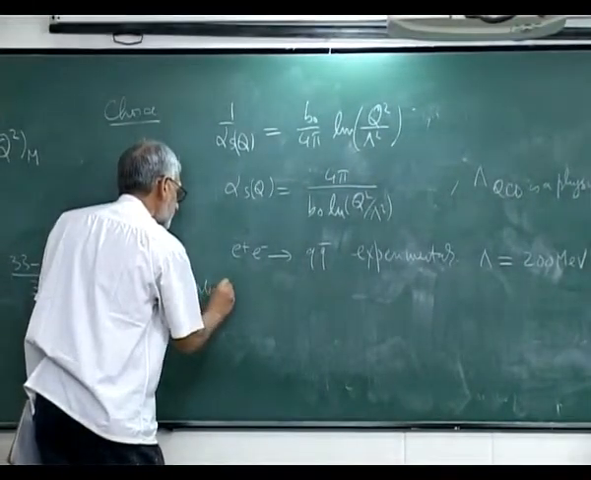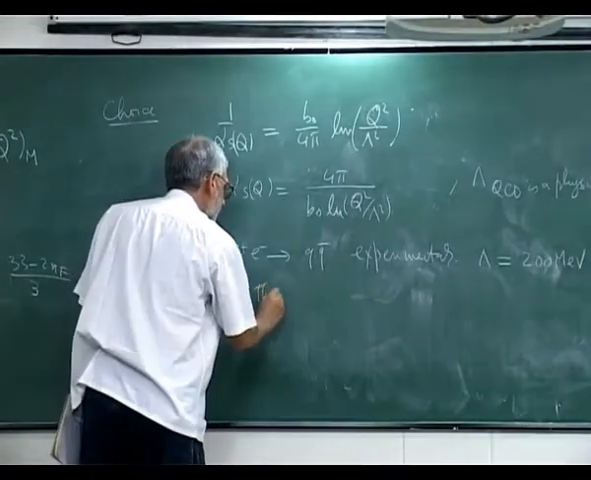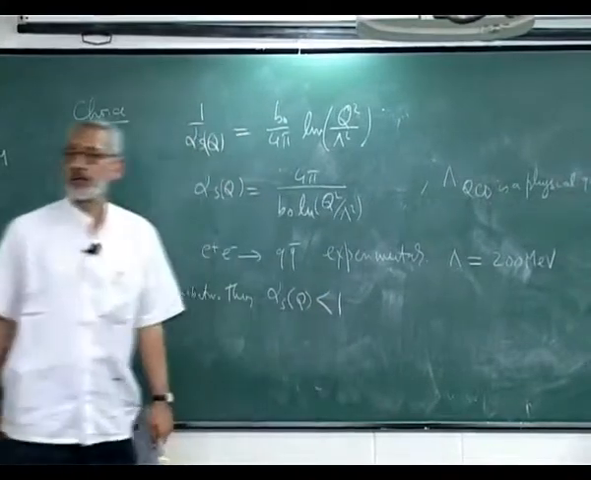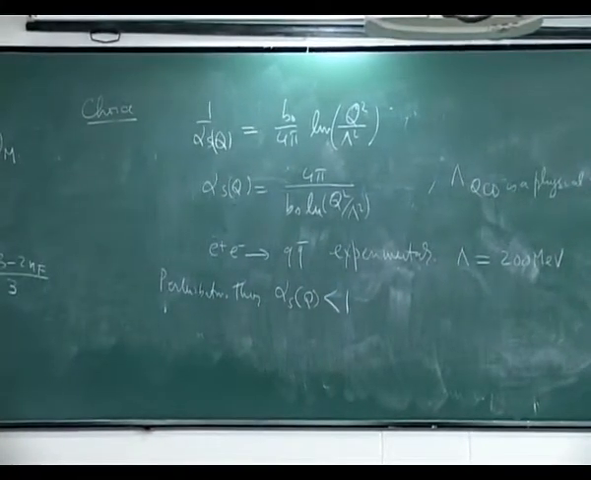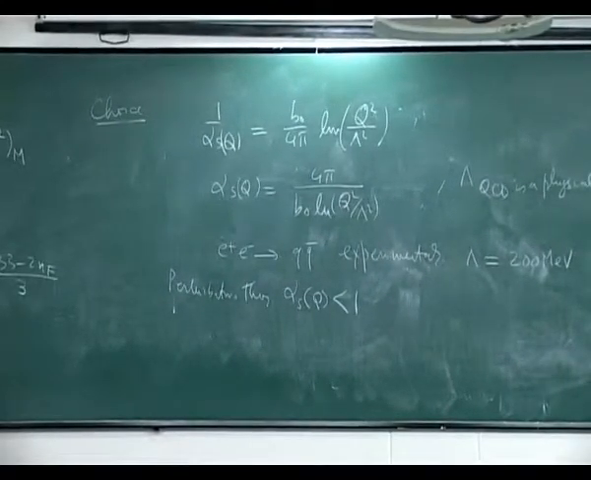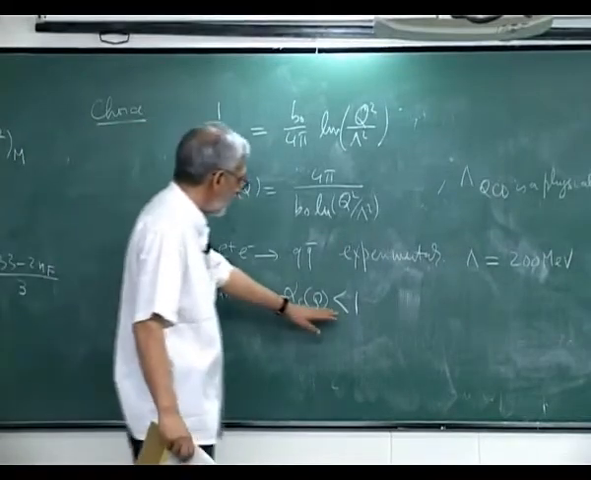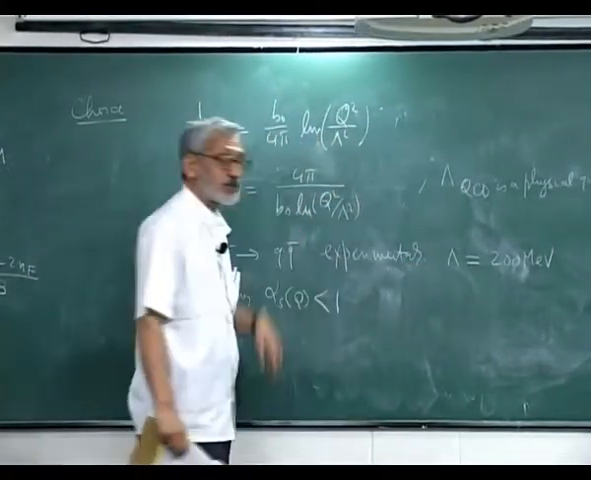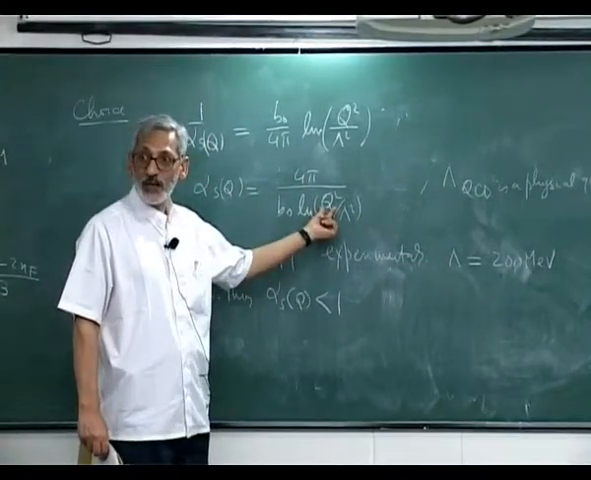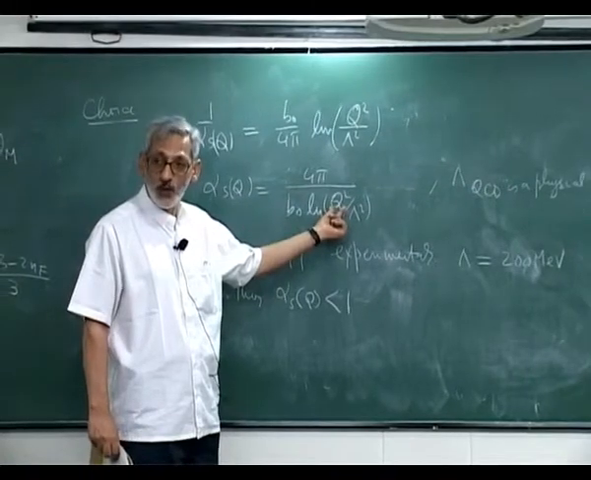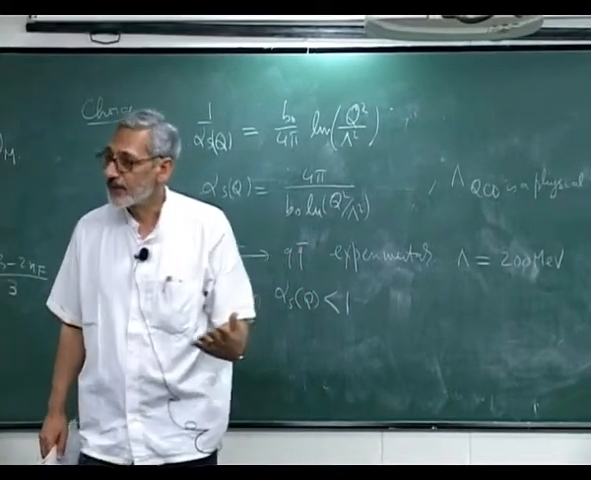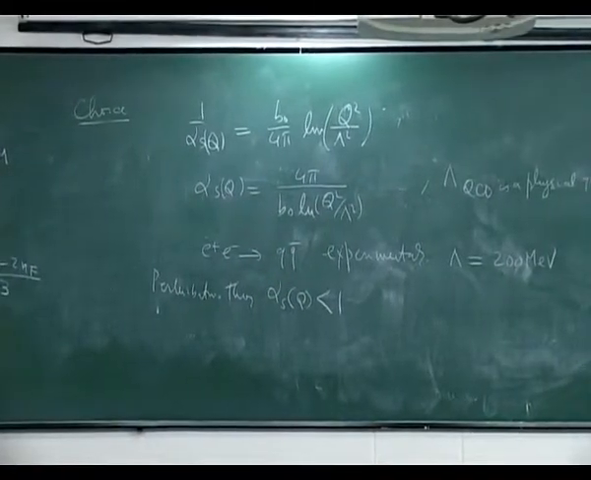Perturbation theory in QCD would be true if alpha_s is small. You can use perturbation theory only if the coupling constant is small. So now if alpha_s has to be small and lambda is this much, that puts a lower limit on Q squared, down to which you can study the properties of quarks perturbatively.